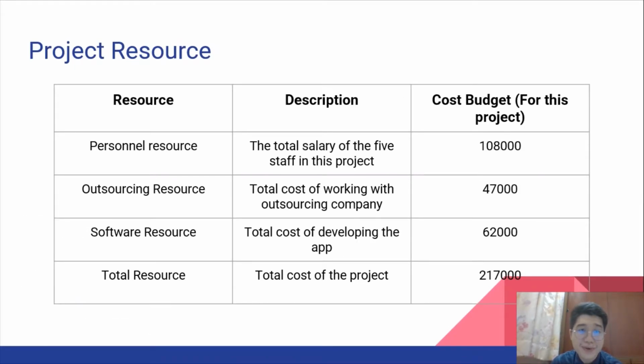Next is project resources. The first is personnel resources, which is the total salary of the 5 staff in this project. The cost budget is 108,000. For the outsourcing resources, it is the cost of working with an outsourcing company. The cost budget is 47,000.